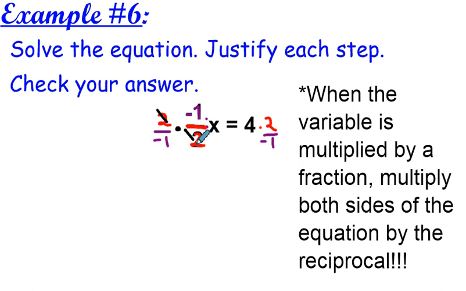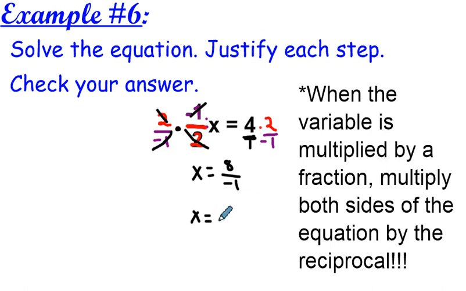So 2 over 2 cancels out. That's a 1. -1 over itself, that cancels out. That just makes a 1. So what are you left with? Well, look at that. Just x is by itself now. So x equals, on the right-hand side, 4 is the same thing as 4 over 1. Those are equivalent values. So we're going to multiply fractions. You multiply fractions straight across. 4 times 2 is 8. 1 times -1 is -1.